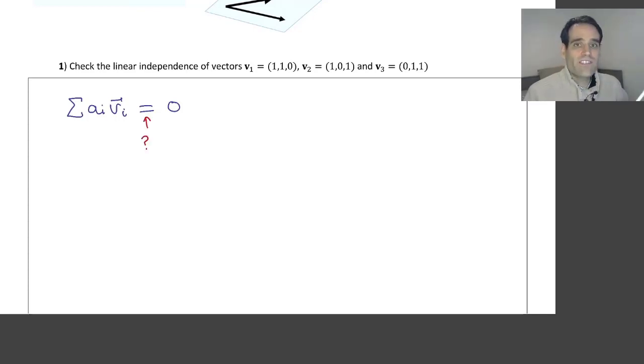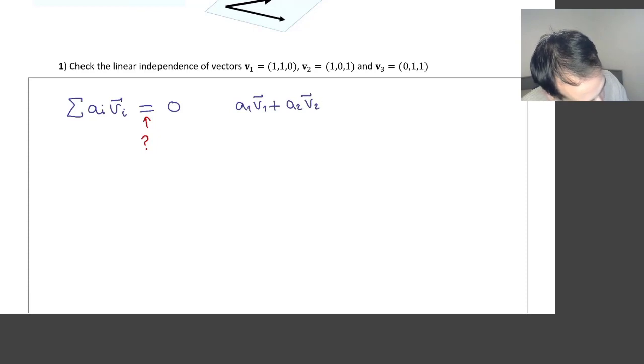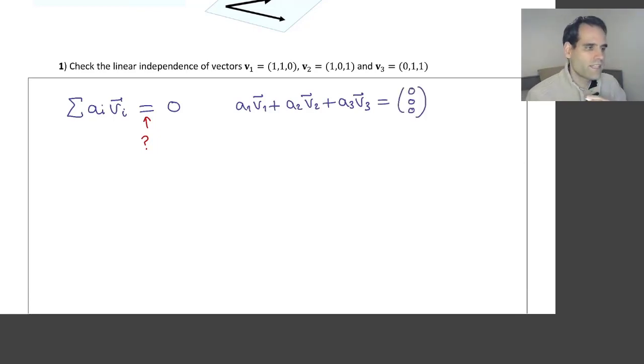If the only value that achieves this is to have all the a_i equal to 0, then they are linearly independent. But if there is some solution in which the a_i are not all zeros, then it means that the vectors are linearly dependent. So how do we find this out? Well, we just write it down. So what does this equation mean? It means that a1 times v1 plus a2 times v2 plus a3 times v3 is equal to 0, 0, 0. That's how the equation looks.